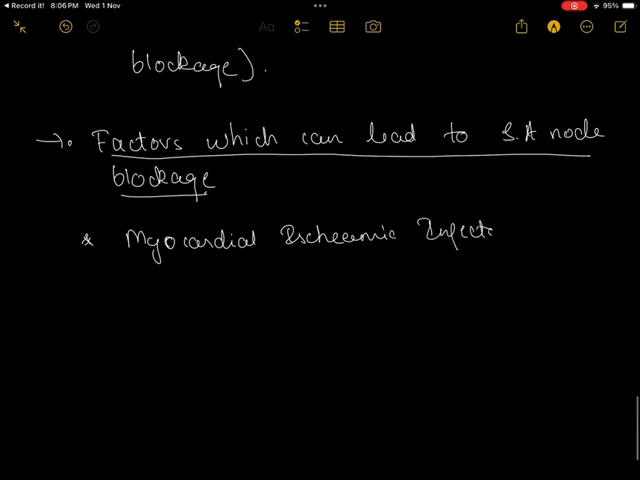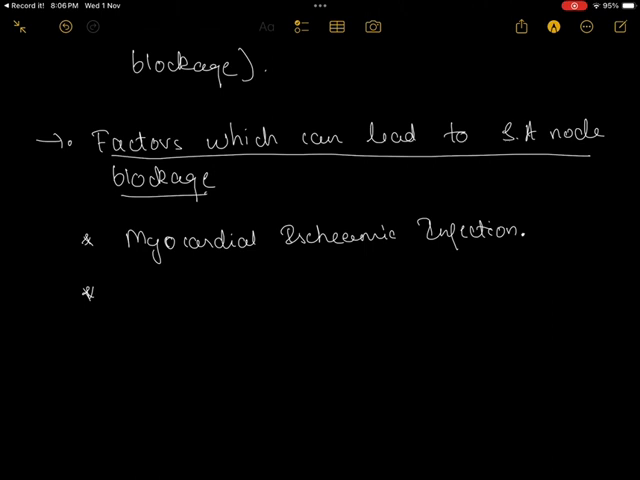For example, if we take myocarditis, it is a type of inflammation, a kind of infection which is usually seen in the myocardium layer of the heart. Usually the heart has got three layers: epicardium, myocardium and endocardium. Myocardium is one of the most important layers which helps in contraction of the heart. So if there is any infection found in the myocardial region, it may lead to sinoatrial blockage.